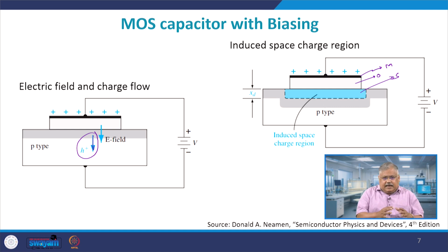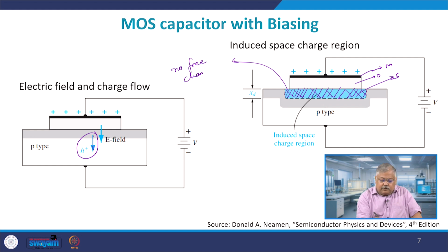Let us take the picture you see on the left hand side and place it on the right hand side picture, with the knowledge you have gained. When you put a positive bias here, you will be inducing a space charge region. The blue colored area is the space charge region. Why will there be a space charge region? As you give the positive bias, you are pushing away the holes. Once you push away the holes, the shaded region will be devoid of any free charge carriers.